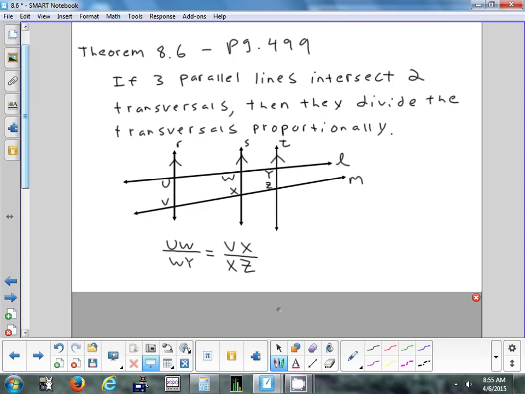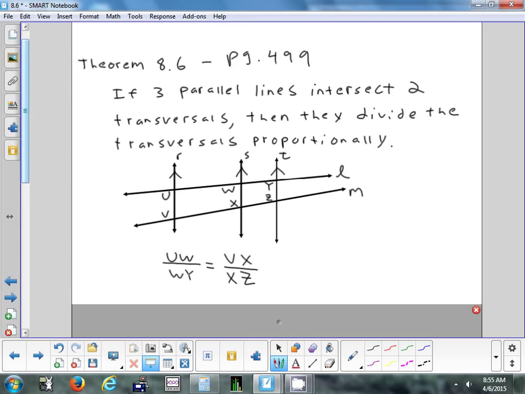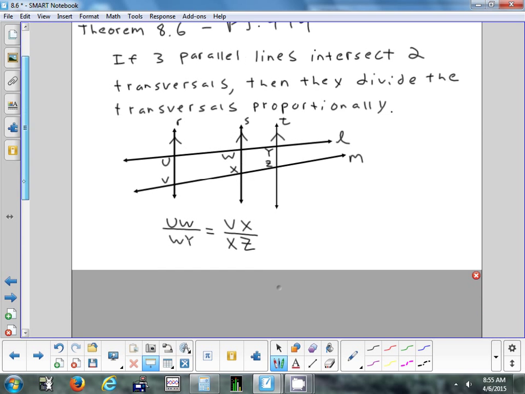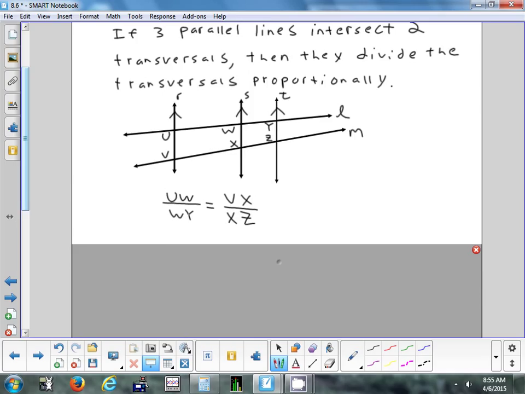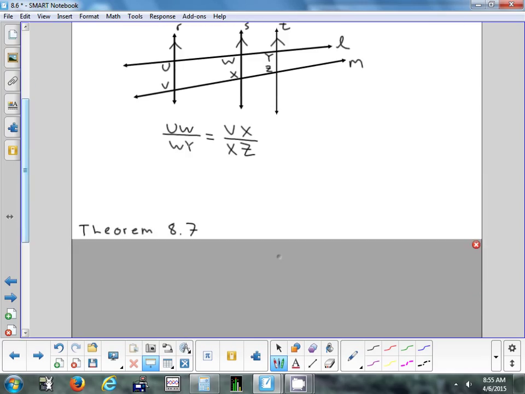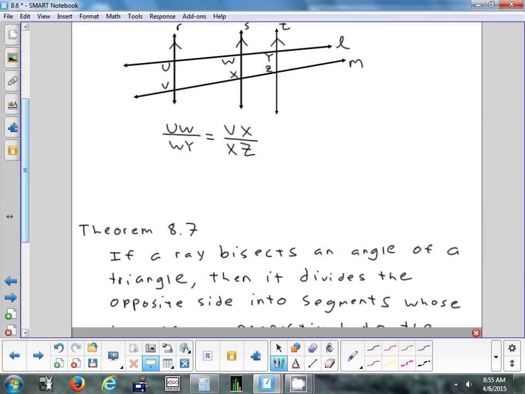There's no converse to this. Okay, we're not going to do the converse. Any question on theorem 8.6? All right, so you've got to be given parallel lines to start. That's the key. If you don't have parallel lines to start, this doesn't work. Okay, and then theorem 8.7.